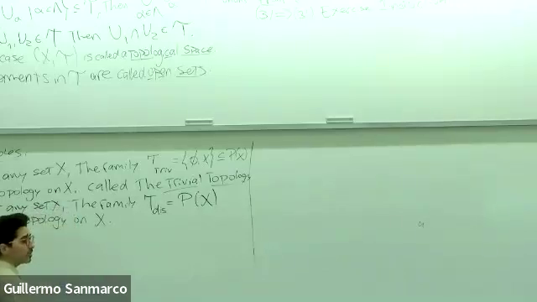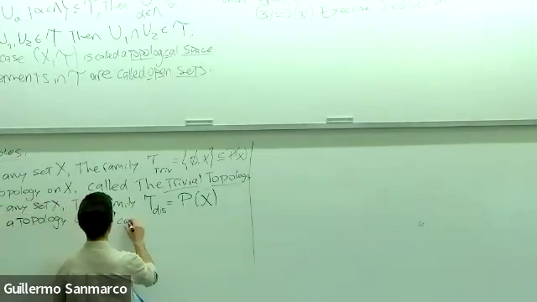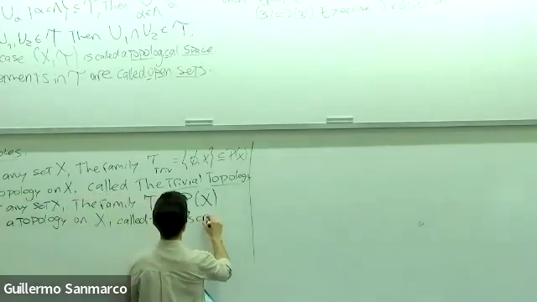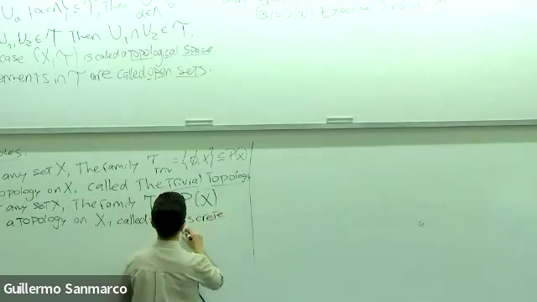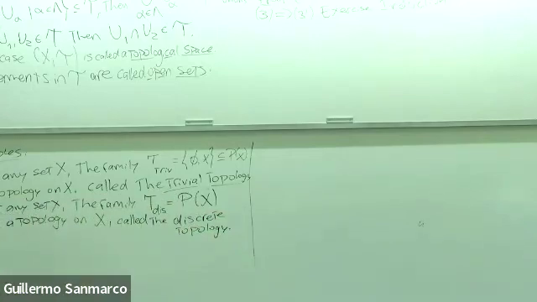And this one is very easy to verify. Of course, the empty set and the entire set are both subsets. And if you take unions, you're still a subset. If you take intersections, still a subset. So this is absolutely clear. And this one is called the discrete topology on X. So these two are not that interesting.